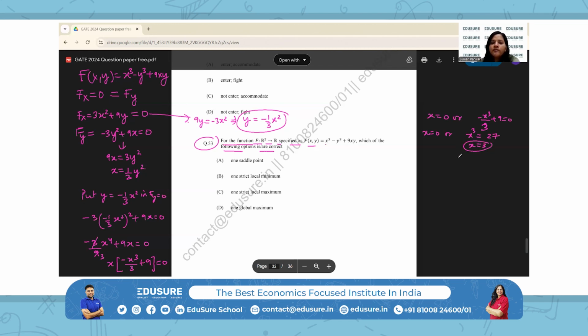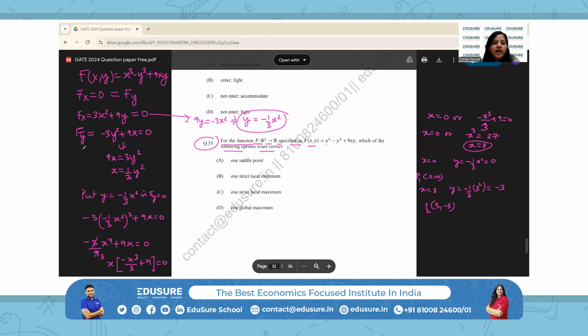Okay, so we have two candidates. When x equals 0, y equals minus 1 by 3 x square, which is 0. So one of the points is (0, 0). The other point is x equals 3. So y equals minus 1 upon 3 times 3 square, which is minus 3. So the other point is (3, minus 3). So this is point number 1, this is point number 2, which are candidates for critical points.